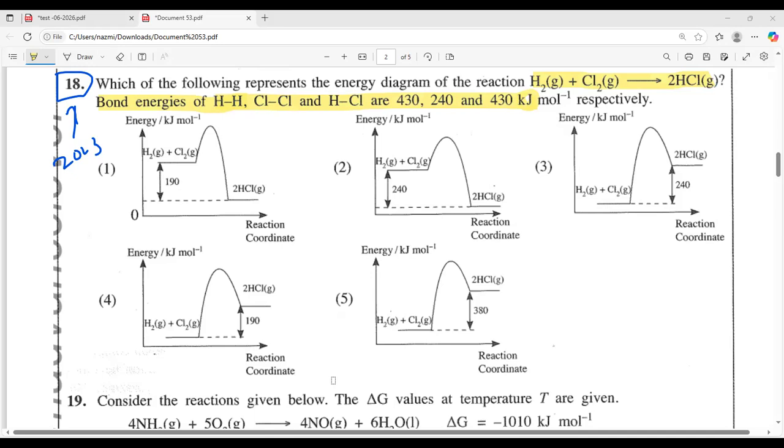And you should also have the idea that endothermic means products have greater energy than reactants. Exothermic means reactants are having greater energy than products. That point also you should keep in mind when finding the answer.